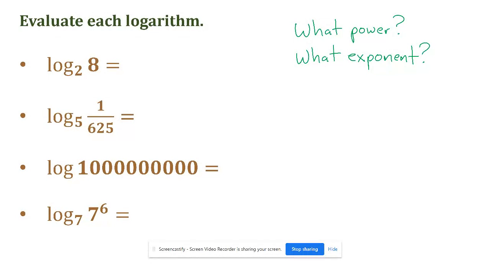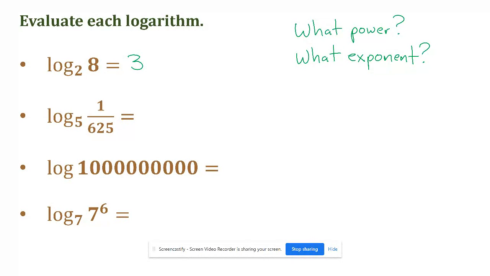So in this first example, we have log base 2 of 8. So we're thinking, what exponent gets me from 2 to 8? What power of 2 is 8? So you can just kind of go through it. 2 to the first power is 2. 2 to the second power is 4. 2 to the third power is 8.